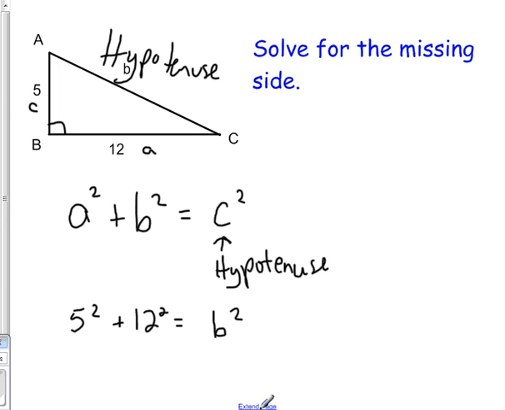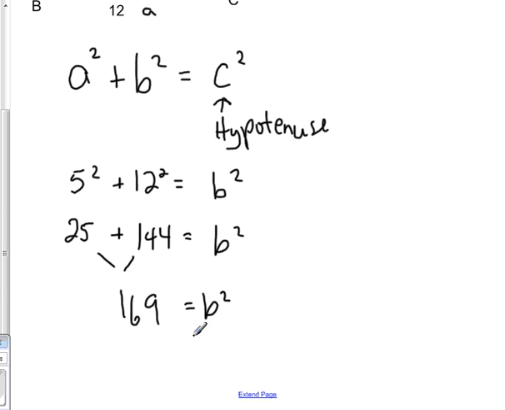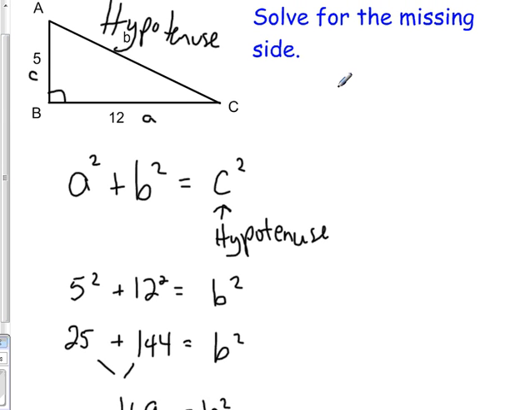Okay, so let's solve it. 5 squared is 25. 12 squared is 144. 25 plus 144 is 169. And then if we square root both sides, we get b equals 13 or negative 13. However, you can't have a negative side length here. So this side is going to be 13 units, whatever the units are on this one. All right. So there's a very common example of when you would solve a quadratic equation using the Pythagorean theorem.